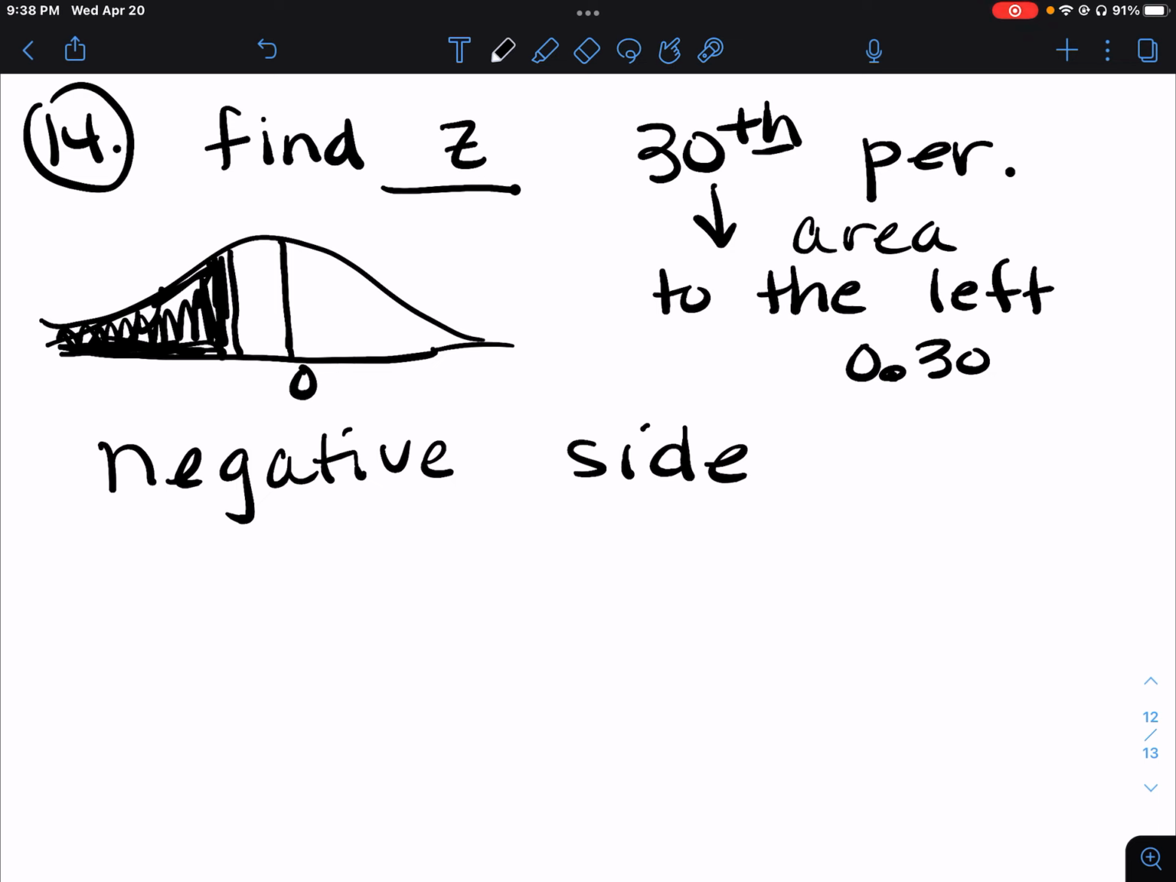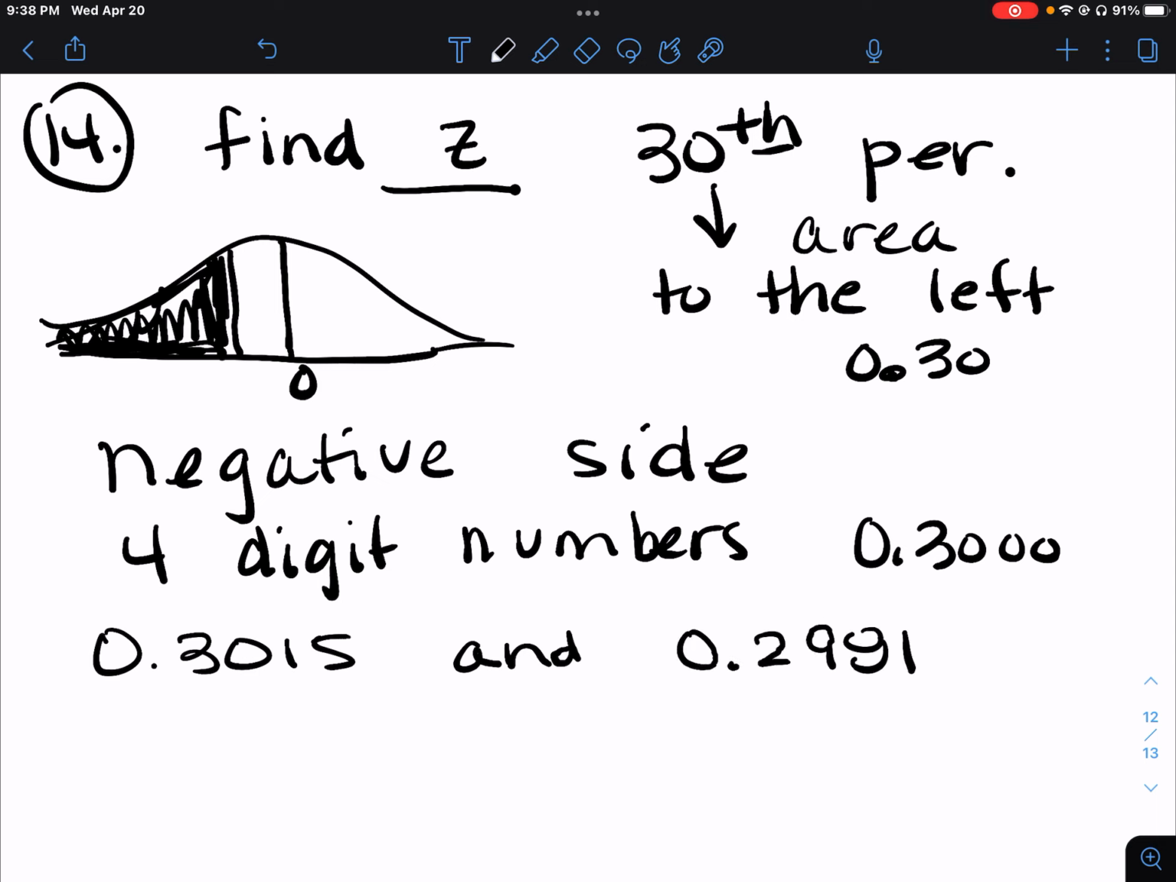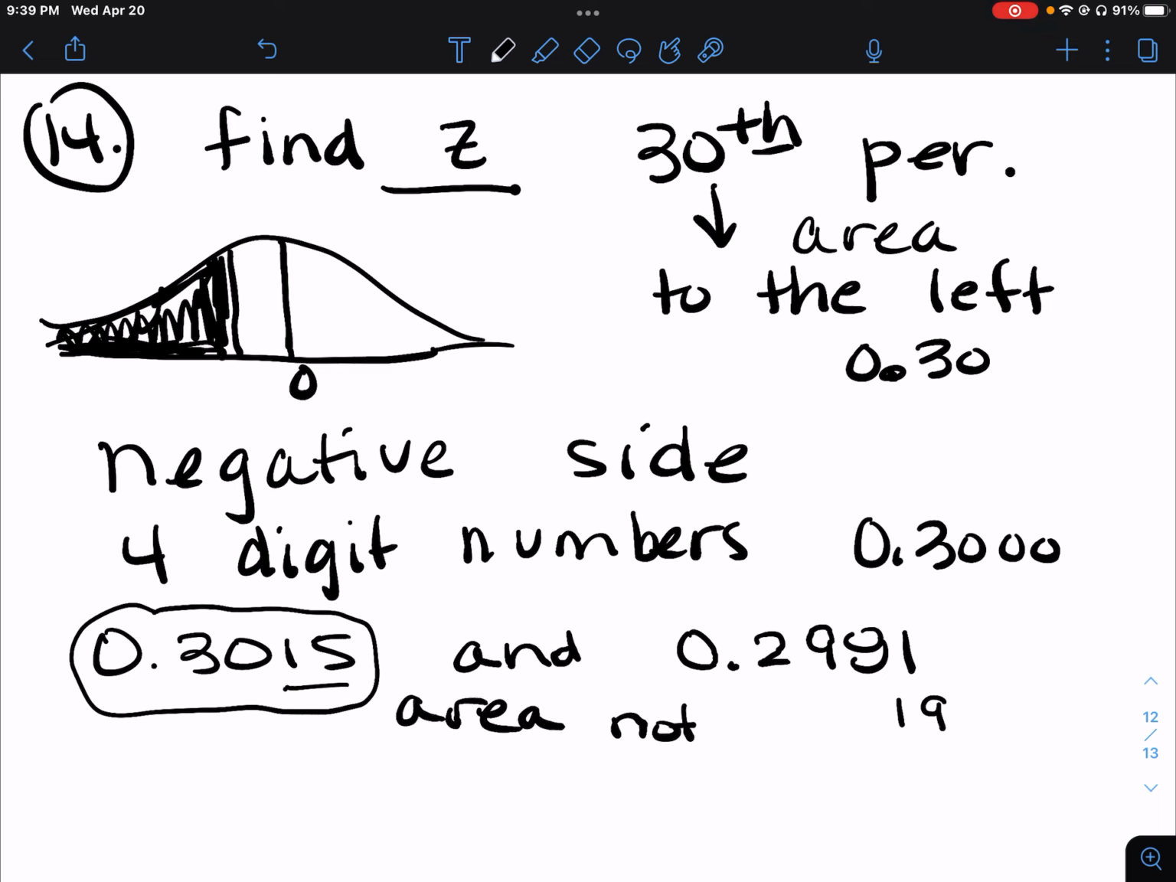Okay, in the body of the chart, in the 4-digit numbers, try to look for 0.3000. Okay, that's between two numbers, and you find the one that's closer. This is 15. 100 minus 81 would be 19. So this is closer. Okay, that's the area, not Z.